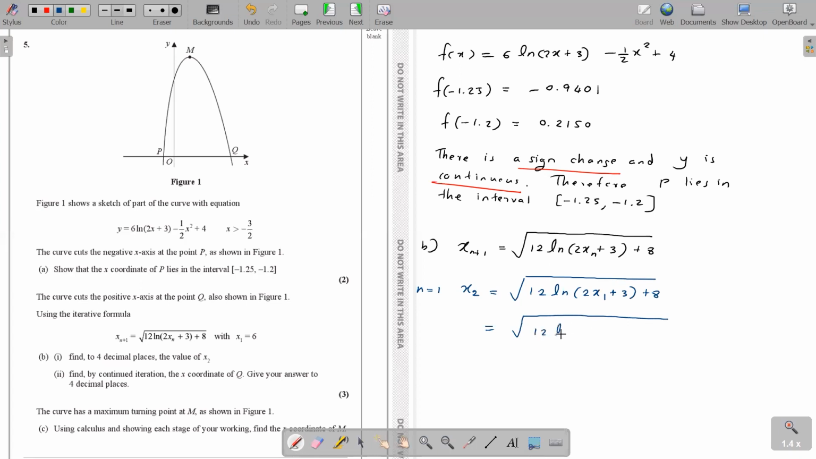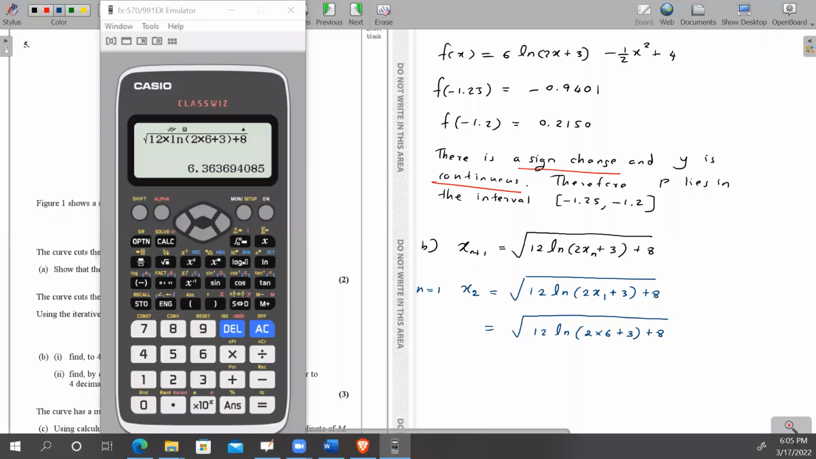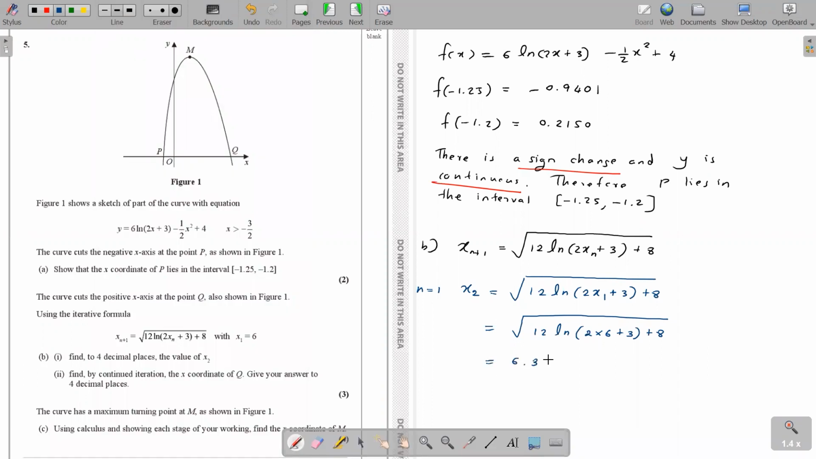Typing in the calculator: root of 12 ln(2 times 6 + 3) plus 8. So I have typed the value in the calculator. They want the answer to 4 decimals, right? The answer is 6.3637, which is the answer correct to 4 decimals.